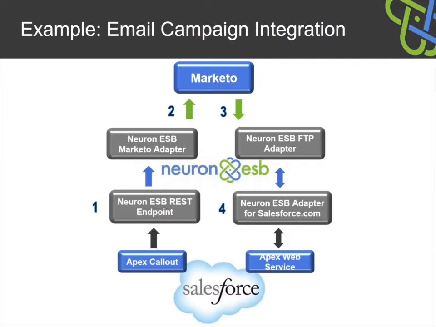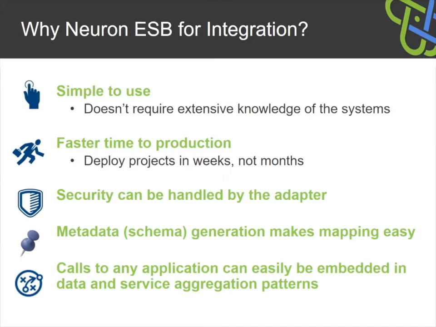Now, once Marketo finishes collecting all the responses, it sends a response file back out to Neuron. And Neuron picks this up using the FTP adapter. It processes that file, publishes it right back to a topic, and then the Neuron ESB Salesforce adapter subscribes to it and updates Salesforce. Pretty simple, pretty easy to build out. And that's really the beauty of Neuron.